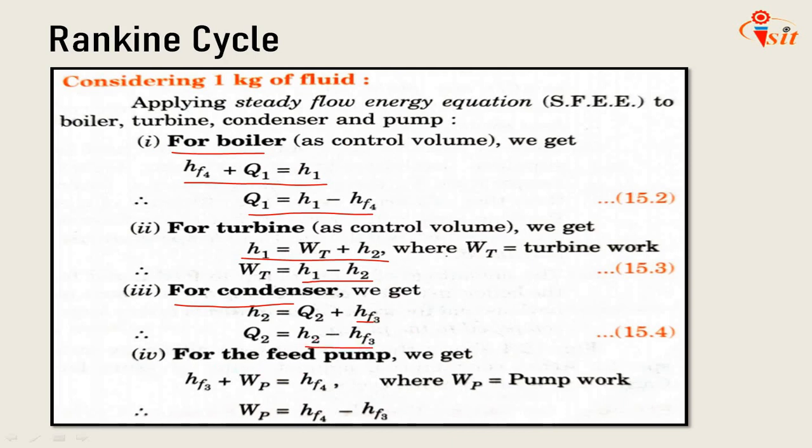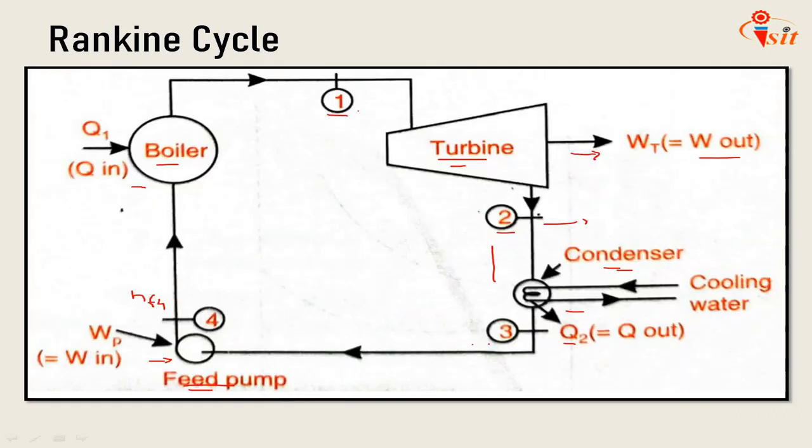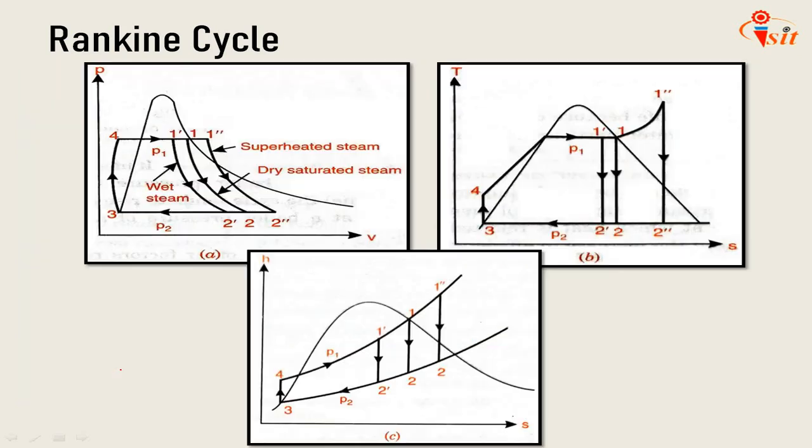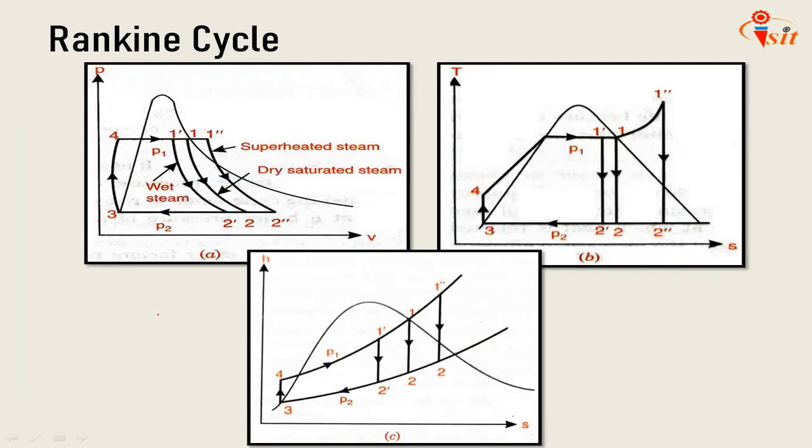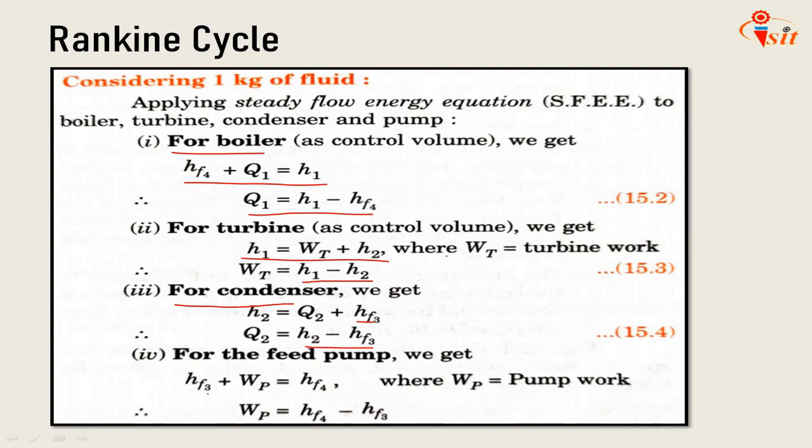For the feed pump, hf3 plus WP equals hf4. Here work is supplied to the pump. So hf3 plus WP is equal to hf4. Is it right? Yes. So WP will be hf4 minus hf3. We require this to find out the efficiency.